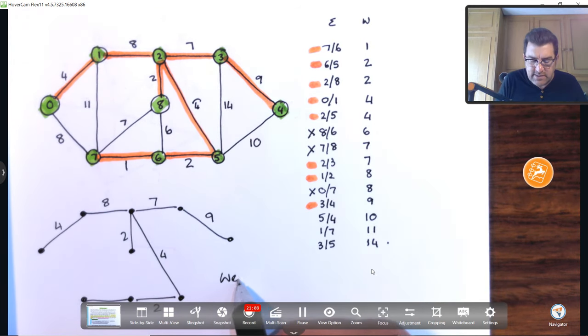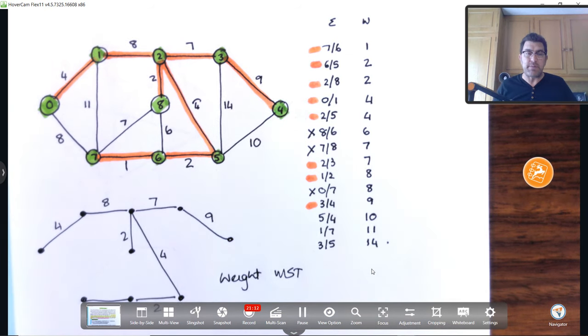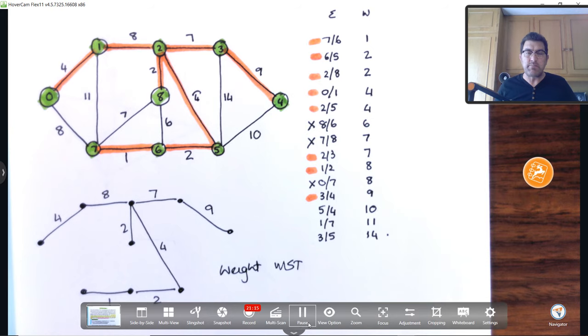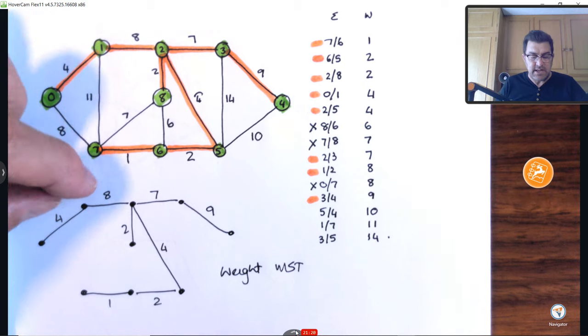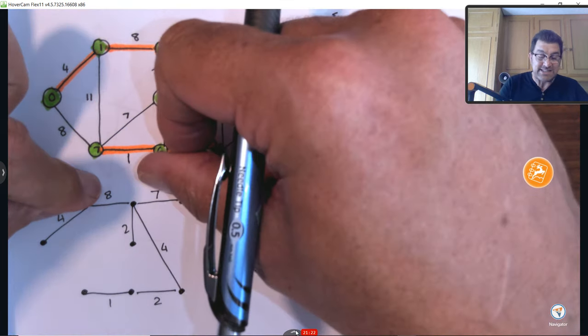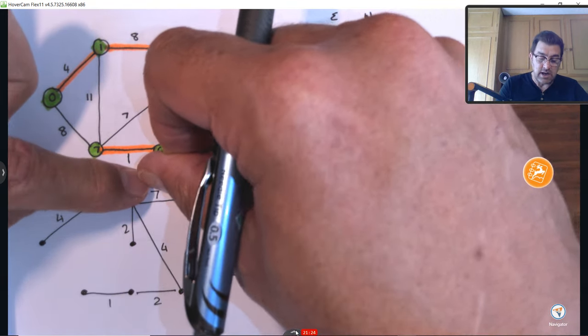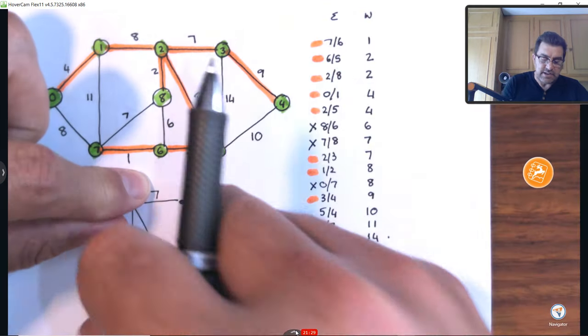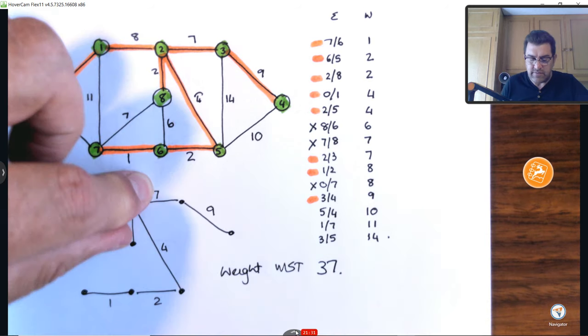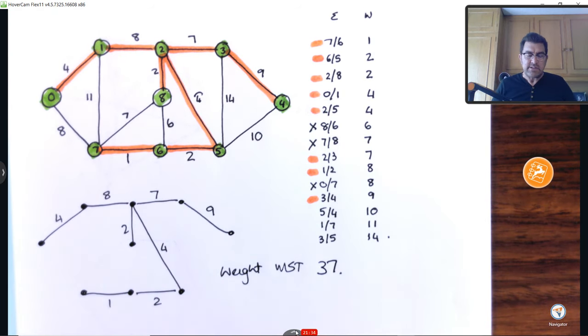So what is the weight of my MST, my minimum spanning tree? The weight is simply the sum of all these weights. That gives me 12 plus 7 is 19, 19 plus 9 is 28, 29, 30, 36, 37. Okay, folks, so that is applying Kruskal's algorithm to get to a minimum spanning tree.